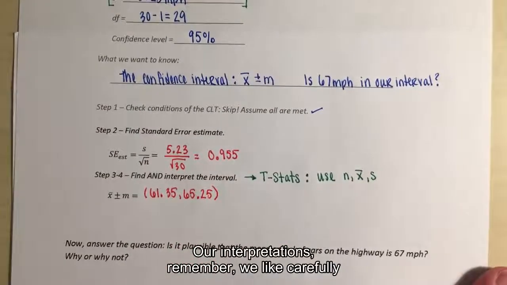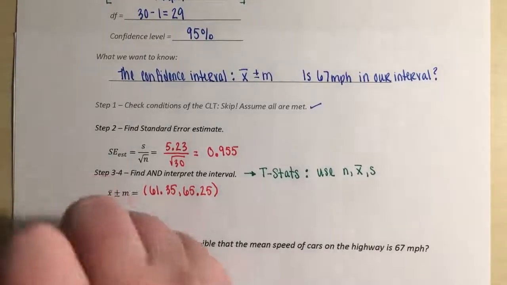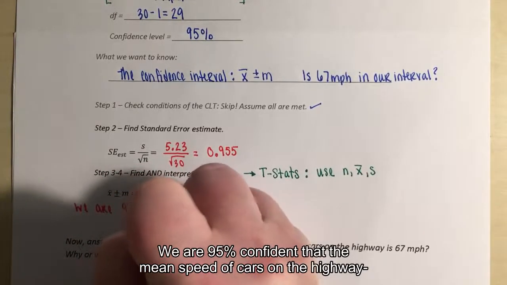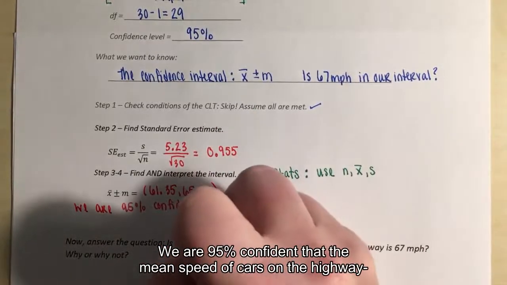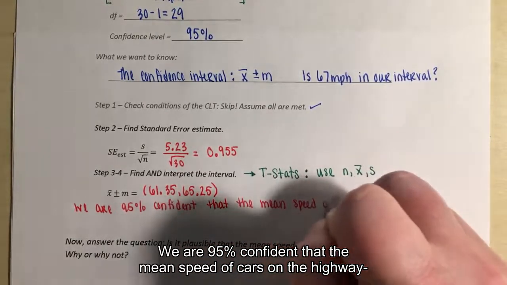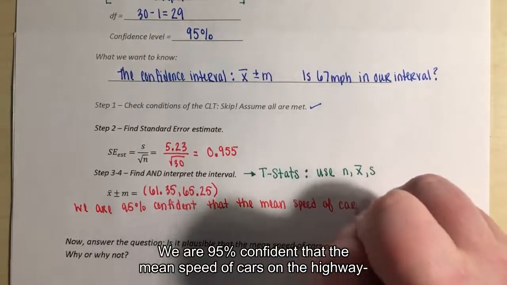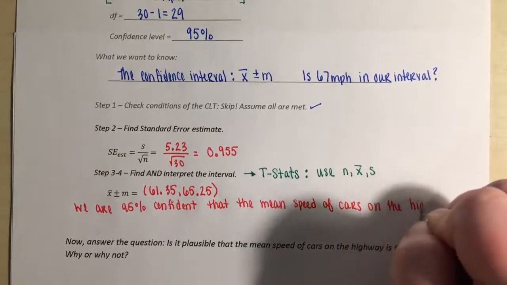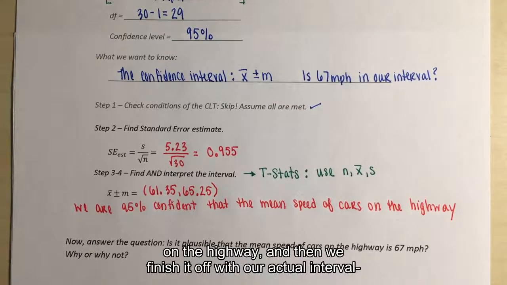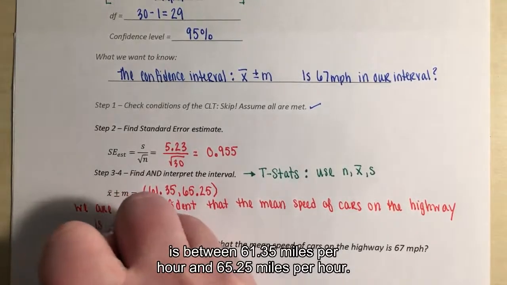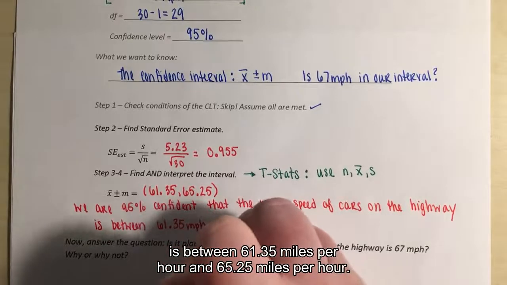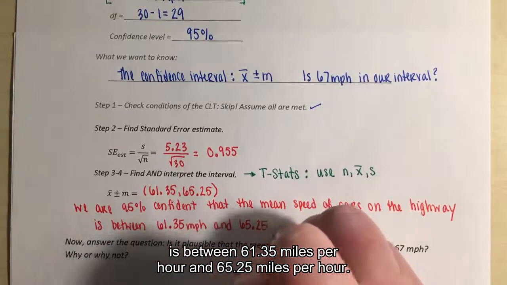All right, our interpretations. Remember, we like carefully worded interpretations for our confidence intervals. So we start with our confidence level. We are 95% confident that the mean speed of cars on the highway. The second piece of our interpretation is what are we talking about? The mean speed of cars on the highway. And then we finish it off with our actual interval. Is between 61.35 miles per hour and 65.25 miles per hour.